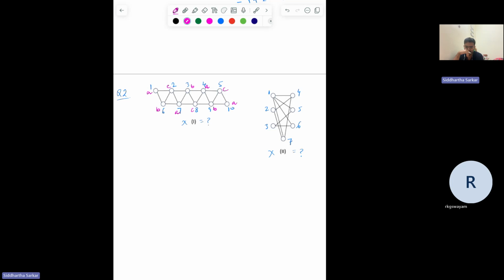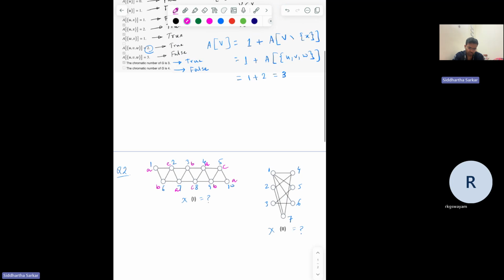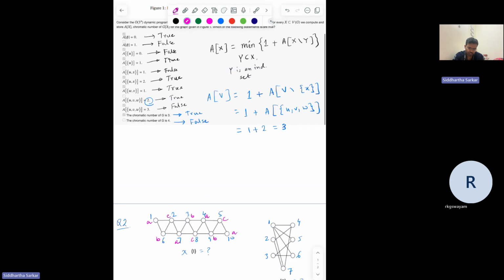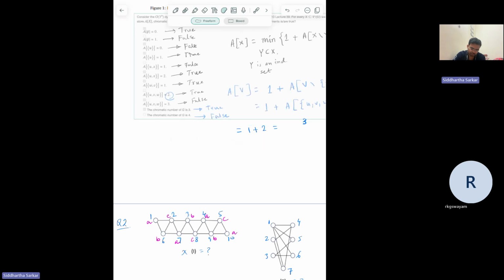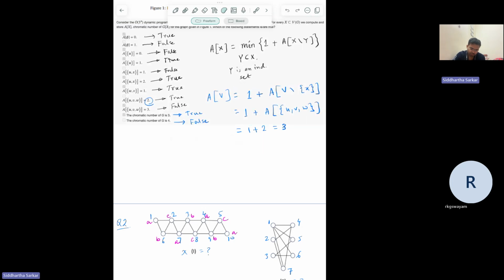I focused on the triangle part, that the colors of the vertices should be different. Okay. So one can also try to use this recurrence. Of course, we can do it by manually looking at it the way you have done it, but one can also try to use this recurrence.